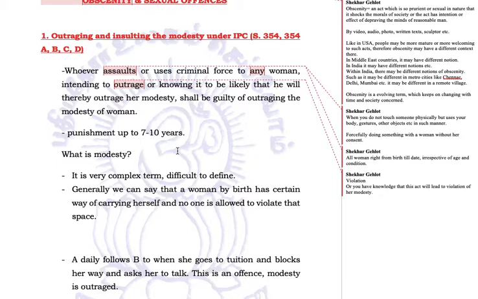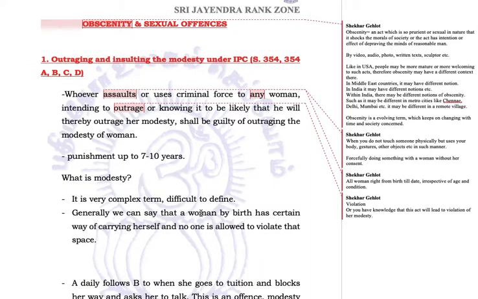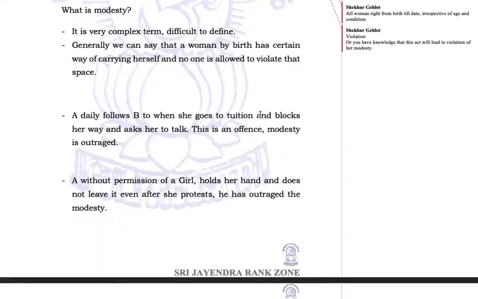Clicking somebody's videos, putting someone's obscene video on internet, morphing a girl's picture, taking a girl's picture from a social website and doing something with the photo and then putting it online, that is also outraging the modesty. So modesty can be outraged in so many ways. There cannot be a definition of how modesty can be outraged. Any act where you are using assault or criminal force with the intention, or when you know that this act is likely to have that effect, then the modesty is outraged.